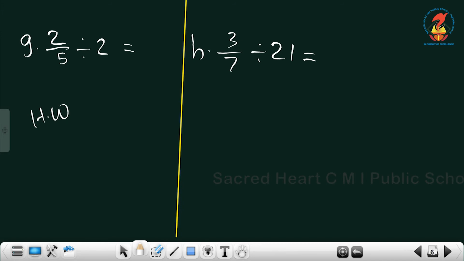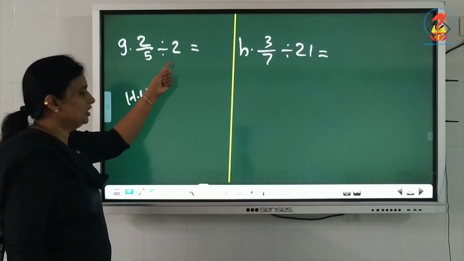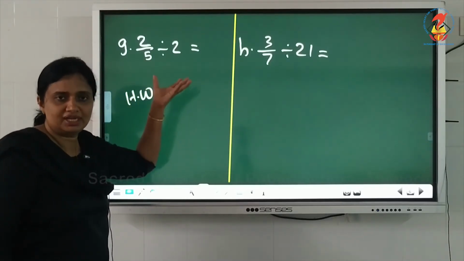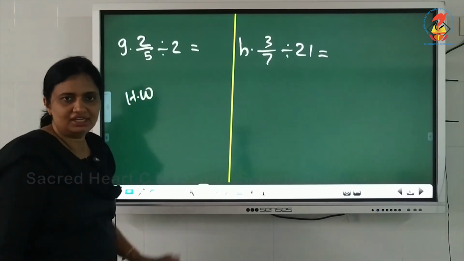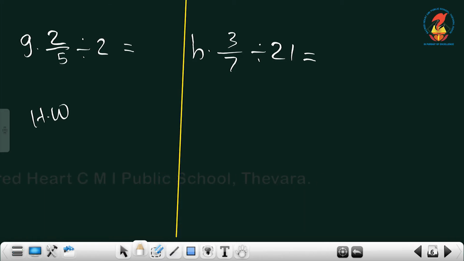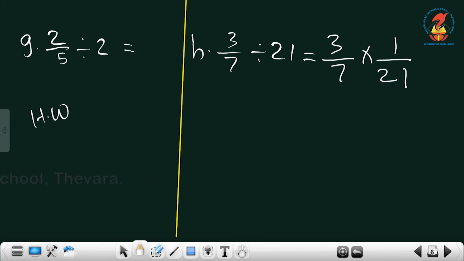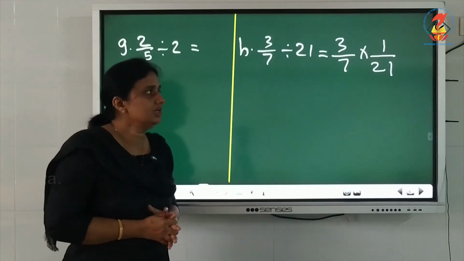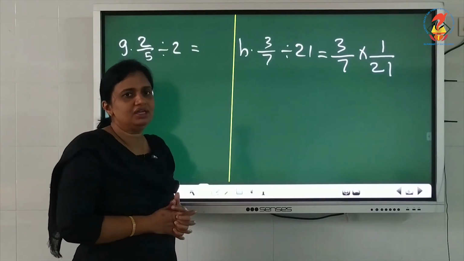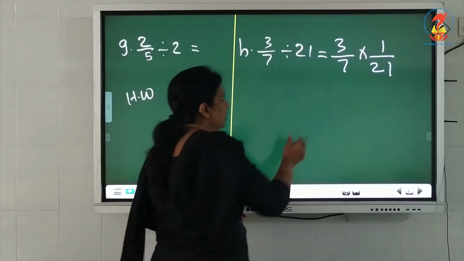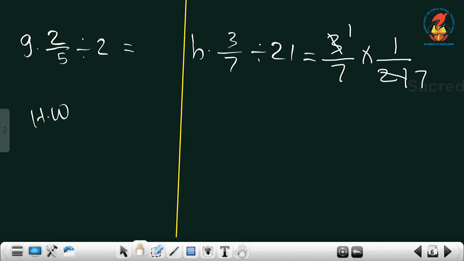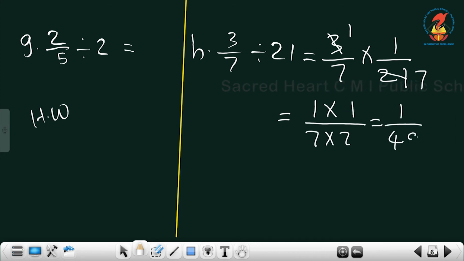2 by 5 divided by 2. How? 2 by 5 into the reciprocal of 2, which is 1 by 2. You will get the answer. 3 by 7 divided by 21, that I will do in the class. 3 by 7 into 1 by 21. The reciprocal of 21 is 1 by 21. So, I need to multiply by 1 by 21. Okay. Then, I can cancel 3 and 21. 3 7s are 21. Balance is 1 into 1 divided by 7 into 7. That is 1 by 49.